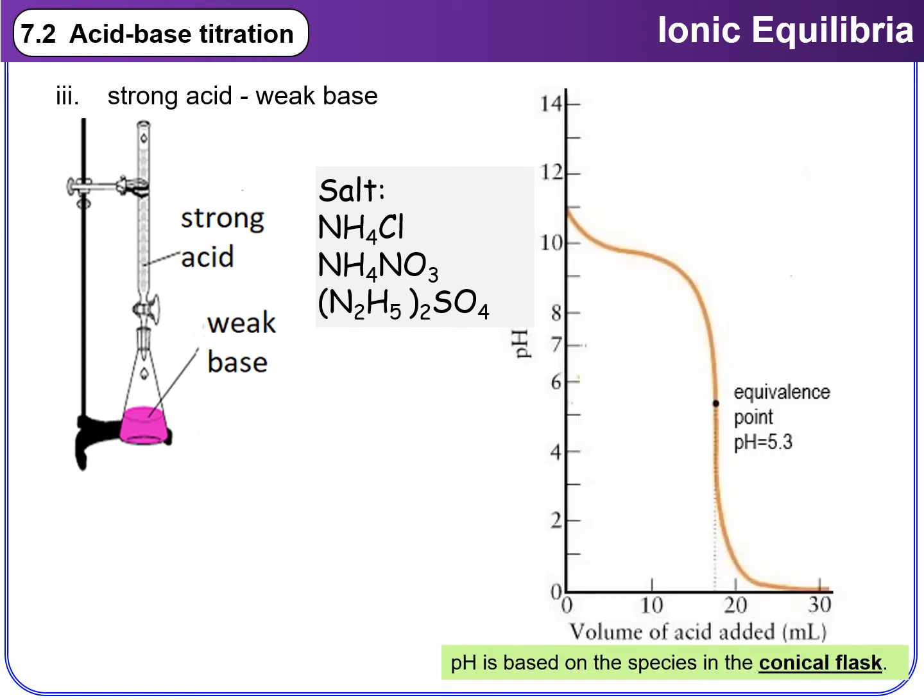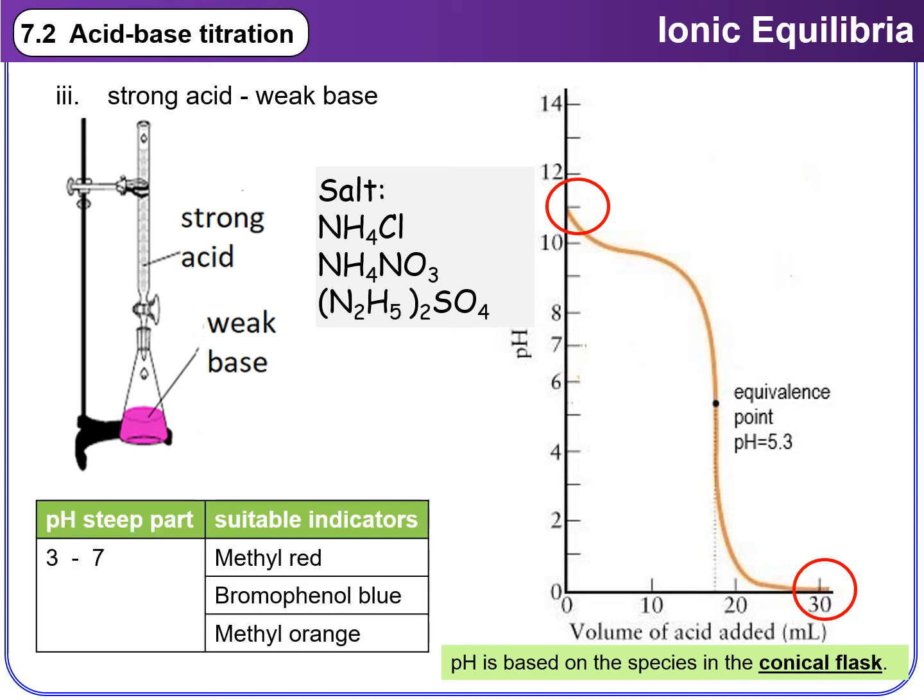So the pH is based on the pH in the conical flask, and the initial pH is the pH of a weak base, and the final pH is the pH of excess strong acid. So the steep part of this reaction is 3 to 7, and the suitable indicators are methyl red, bromophenol blue, and methyl orange.